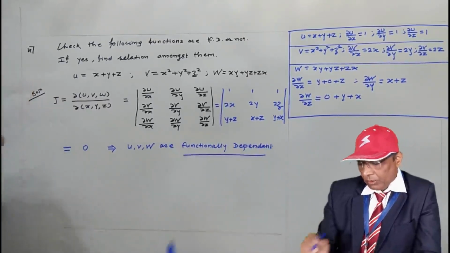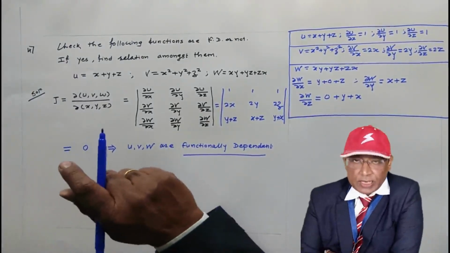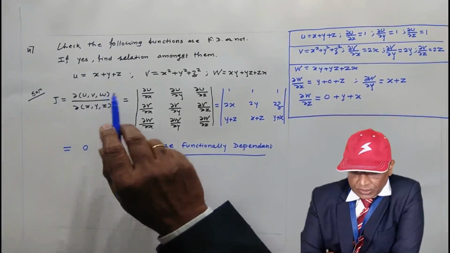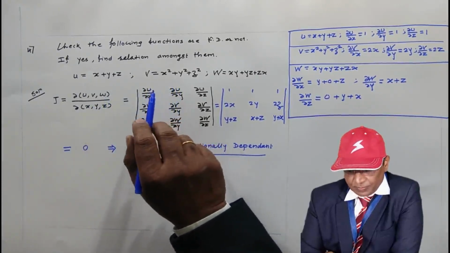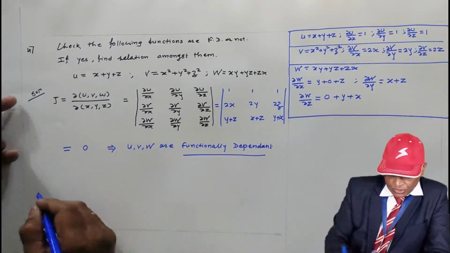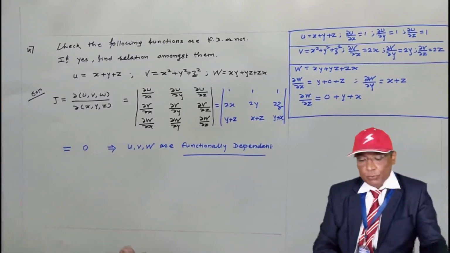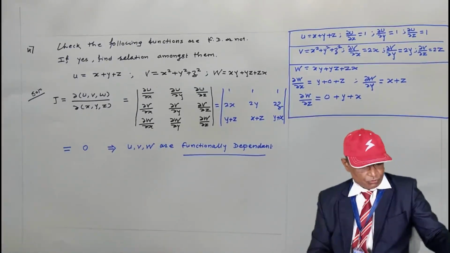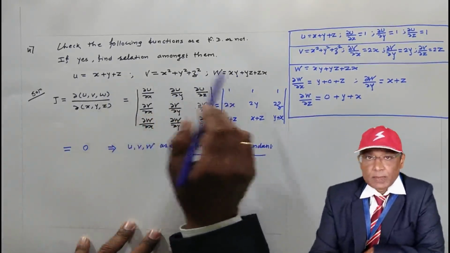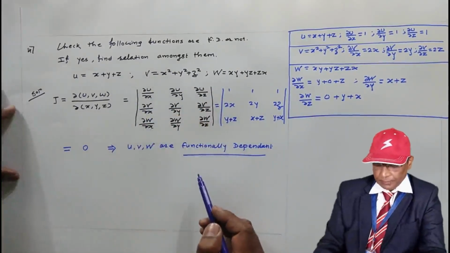Okay. Now the second part. We have to find the relation amongst the variables. When there are 3 variables or more than 3 variables, you have to be very careful while finding the relation. Okay. How do you get the relation? For the relation, we want removal of x, y, z. Once you remove x, y, z by solving these 3 equations, in the next step you will get the relation.